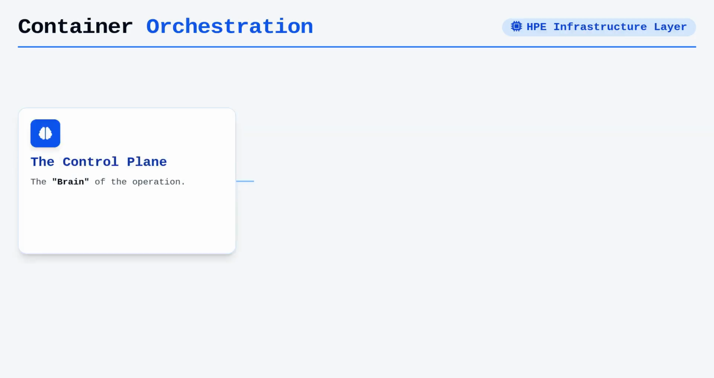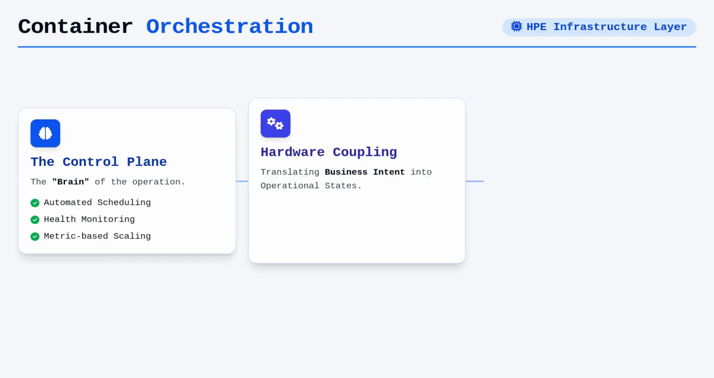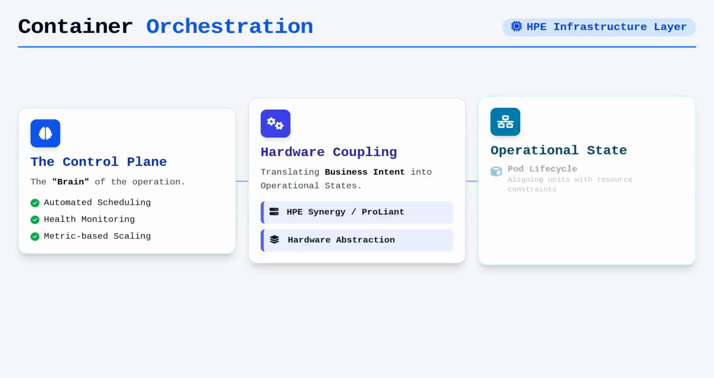When we evaluate orchestration, we must consider the control plane as the brain of the operation, responsible for scheduling, health monitoring, and scaling events based on defined metrics. The orchestration layer facilitates the translation of business-level intent into the specific operational states required by the underlying server architectures. By leveraging the physical compute resources provided by platforms like HPE Synergy or ProLiant servers, orchestration tools can achieve high availability across distributed nodes. The fundamental challenge here is managing the state of pods, which are the smallest deployable units, ensuring that their lifecycle aligns with the resource constraints of the host hardware.